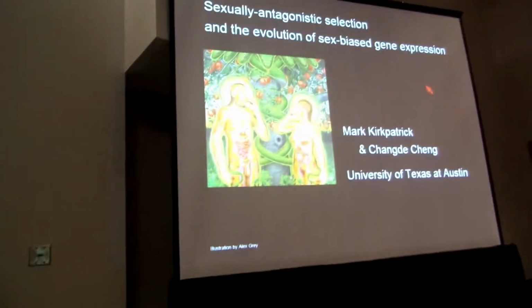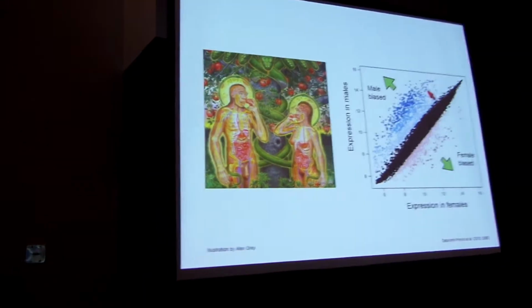Antagonistic selection and the evolution of sex-biased gene expression. Virtually every phenotype imaginable differs between males and females in the same species. And ultimately, those phenotypic differences trace back to differences in how genes are turned on or off during development. So this is a kind of plot that's been done for many, many species.